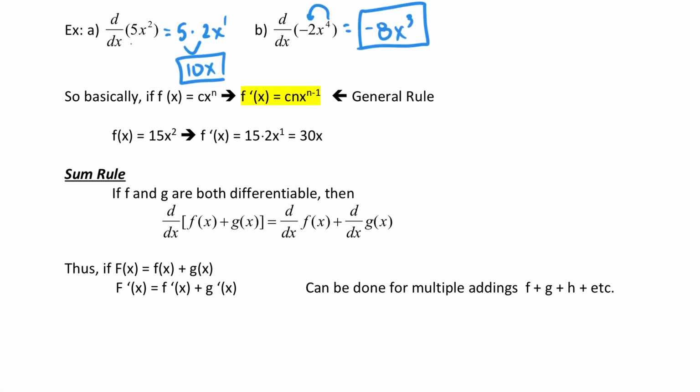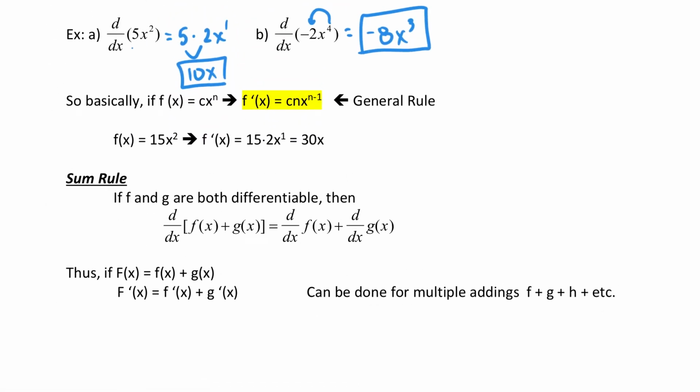Now we've got the sum rule. As I like to say, it's sum rule. That was my dad joke. If f and g are both differentiable, then the derivative of f of x plus g of x, well, you just take the derivative of each of them. We see this all the time with polynomials. So this will tell us that f prime of x is going to be little f prime plus g prime. And we could do it for multiple additions, subtractions, etc.